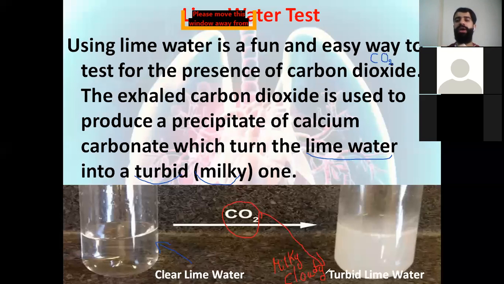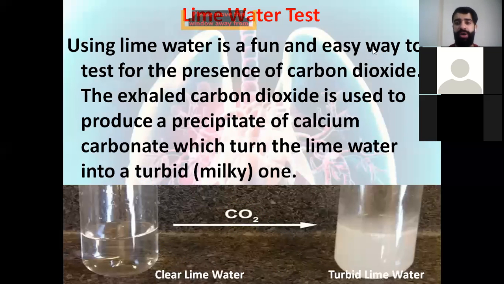I add lime water and see if this lime water becomes turbid, cloudy, or milky. This means that we have carbon dioxide. While if this water remains clear, this means that there is no carbon dioxide.